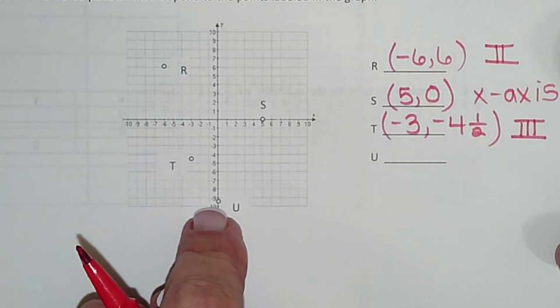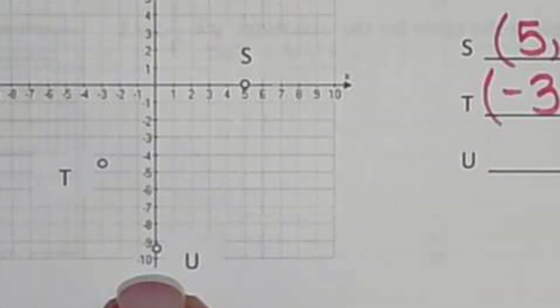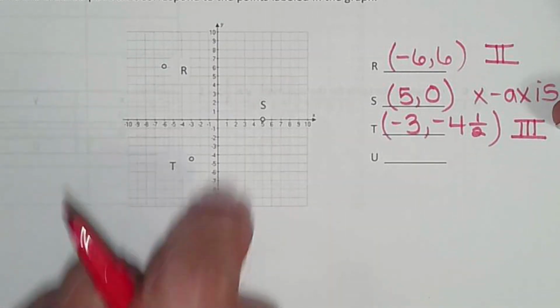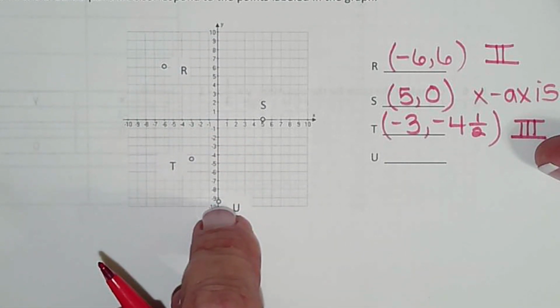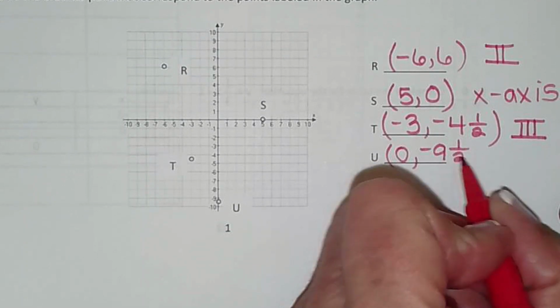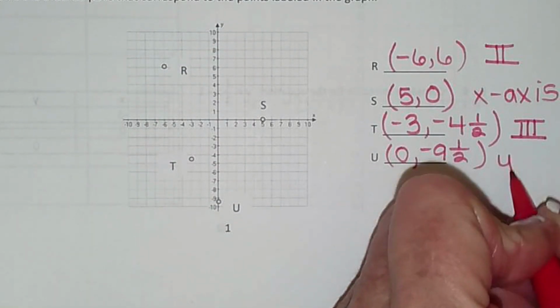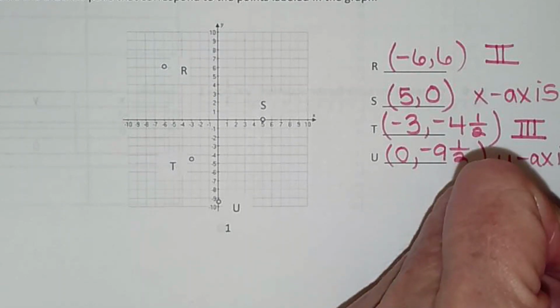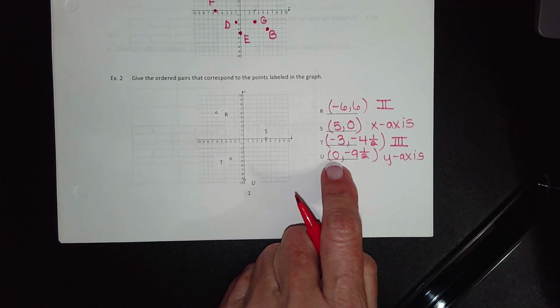And then U is on the y-axis, and it looks like it's at, let's make it big again. Yeah, I guess that's close to negative 9.5, right? So then we have to say what's x? X is 0 and y is negative 9.5. So (0, -9.5). And that would be y-axis, and we know the y-axis always has x equals 0. It's called the y-intercept, and it'll always have x as 0.